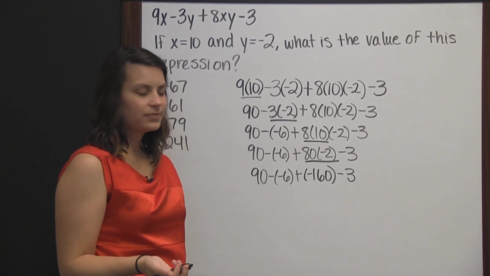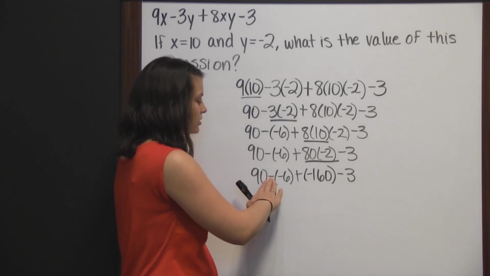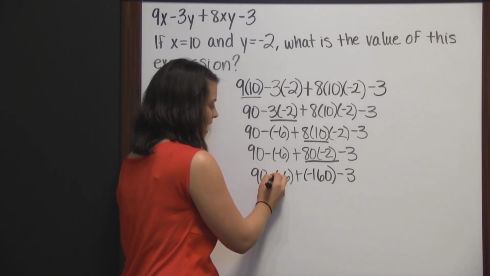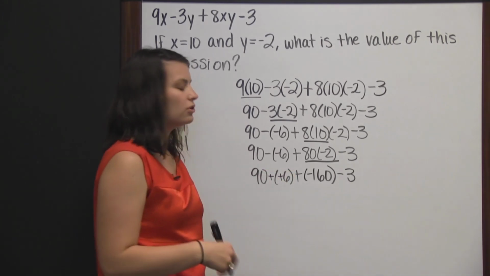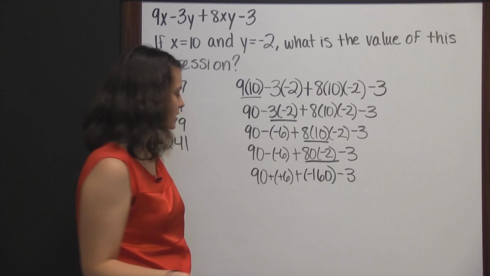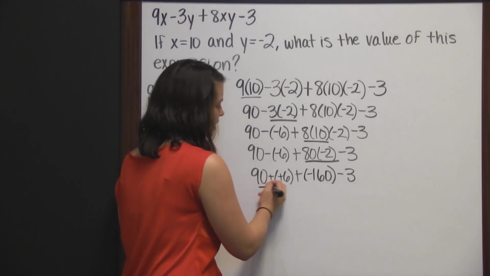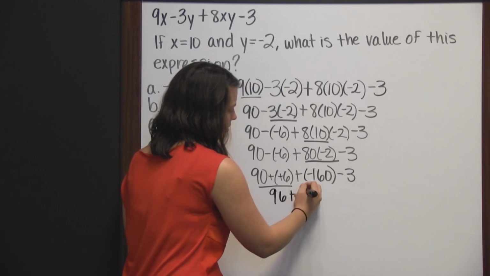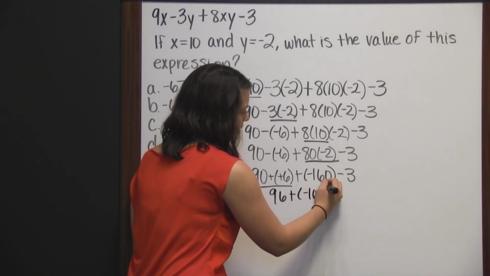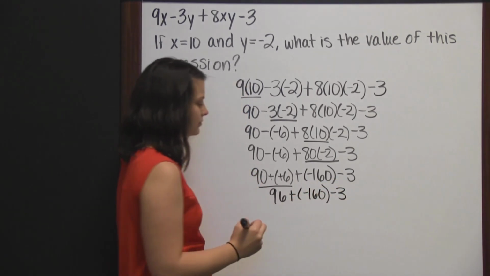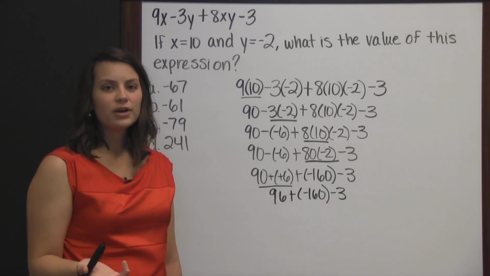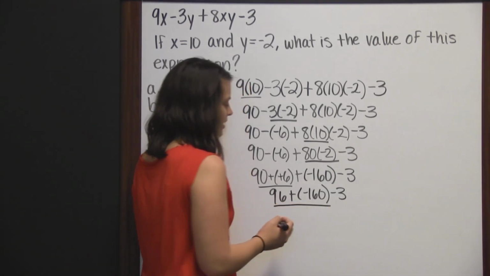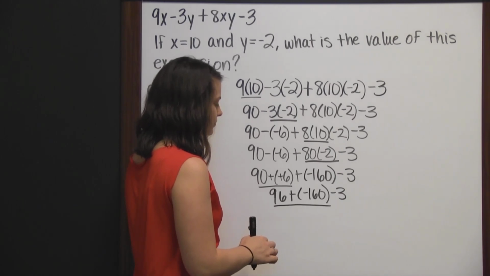Minus a negative, you can think of this like you're taking away a negative, which is the same as adding a positive, or you can add the inverse. So we have 90 plus 6, 96, plus negative 160 minus 3. Again, we've got to continue working from left to right. So next we have 96 plus negative 160.